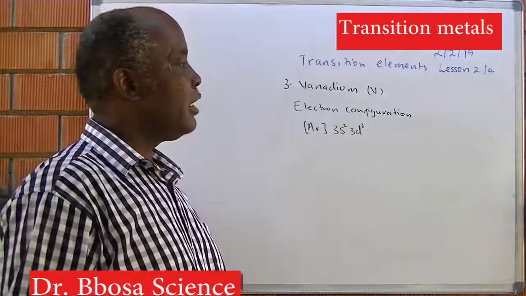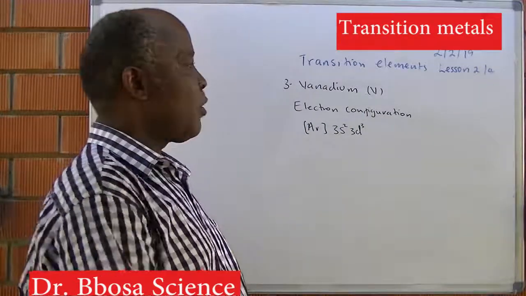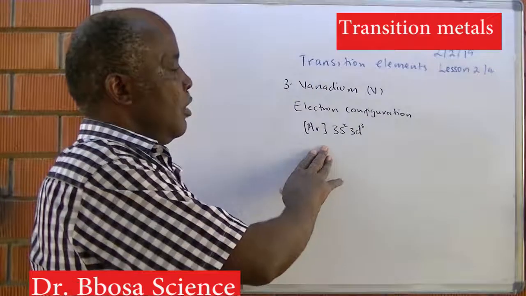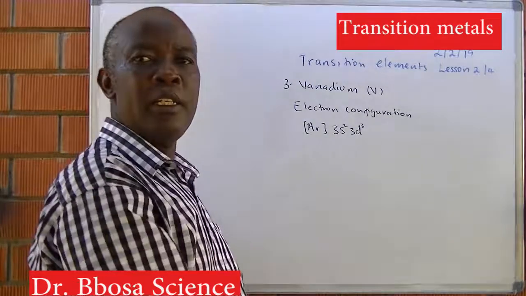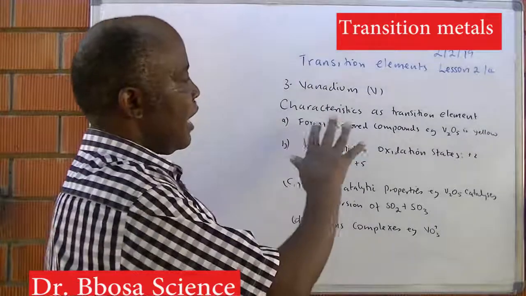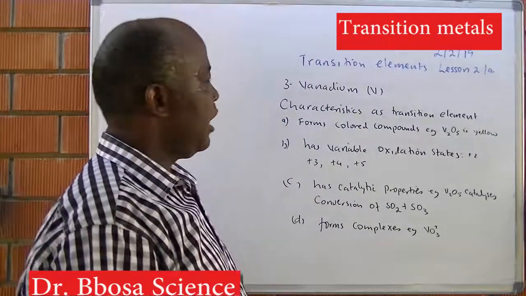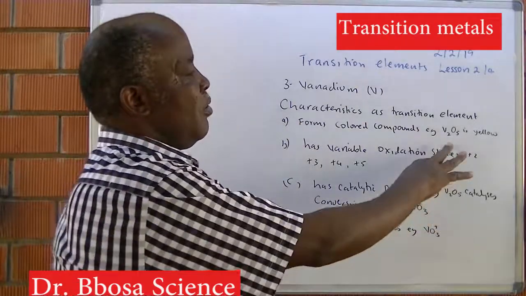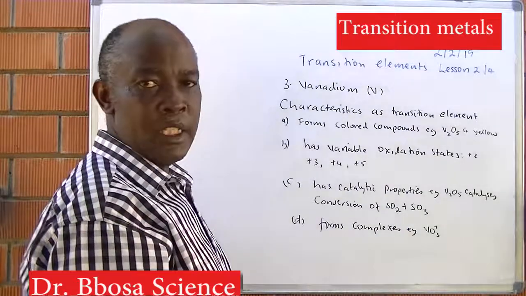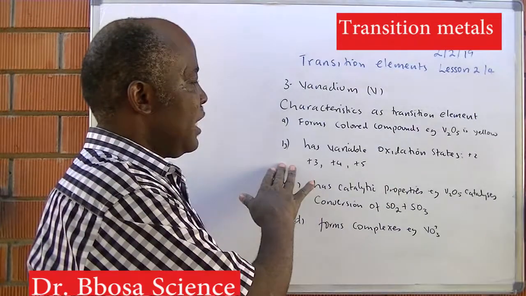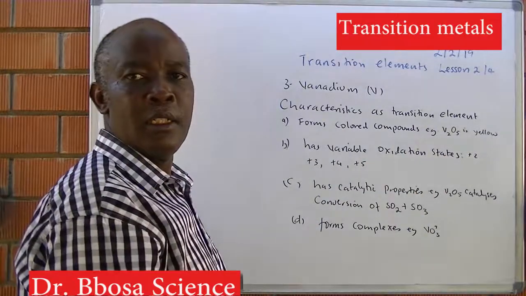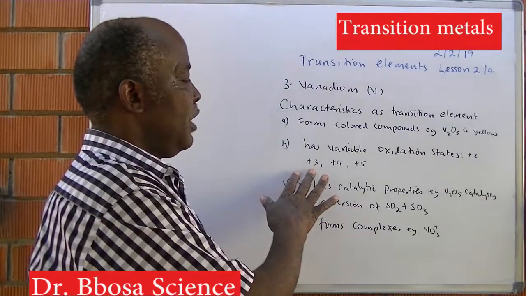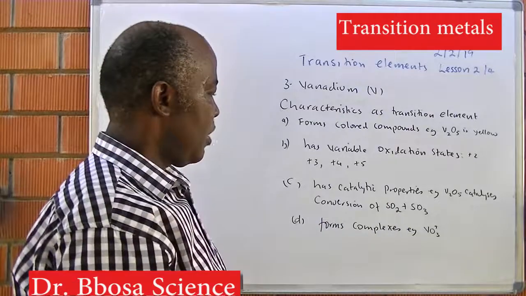The third element is vanadium, capital V. Electronic configuration is argon 3d3 4s2. Characteristics as a transition element. A, forms colored compounds. For example, vanadium pentoxide is yellow. B, it has variable oxidation states. Vanadium forms compounds with oxidation state positive 2, positive 3, positive 4, positive 5.